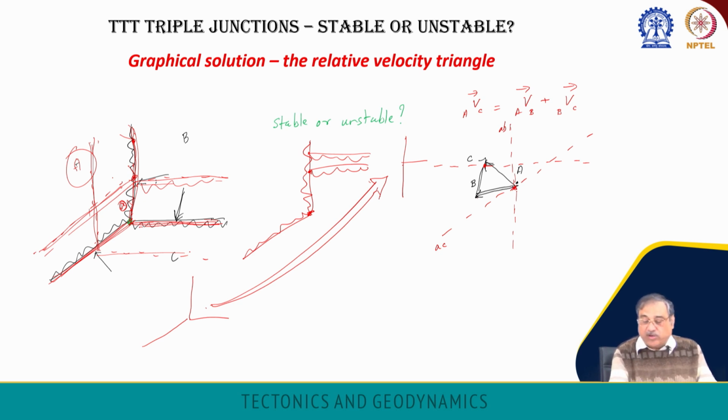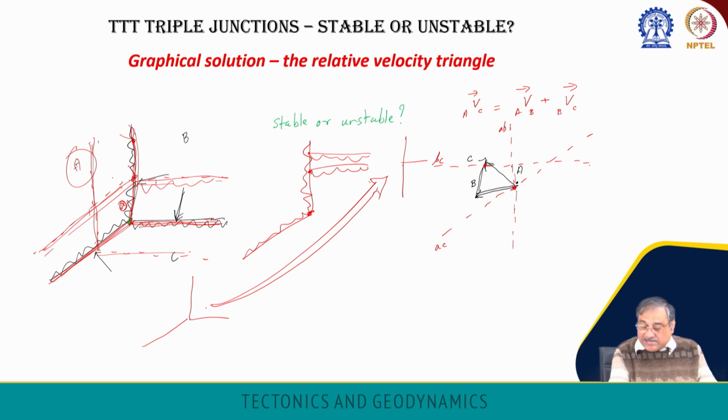So now, as you can see, we have three intersections. This point here at point A is the intersection between the AC and the AB boundary, and this one here, let's call it the BC boundary. So this dashed line here, the one which is east-west, represents all possible velocities of the boundary between plates B and C.